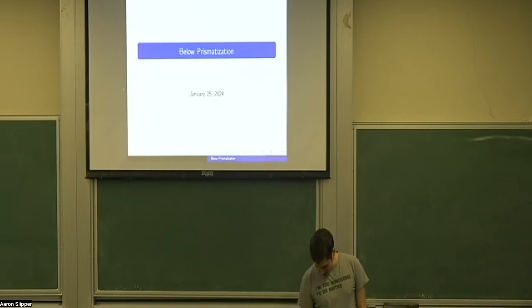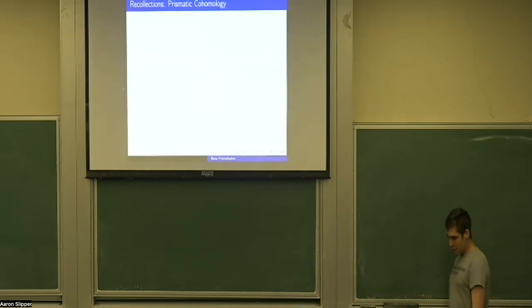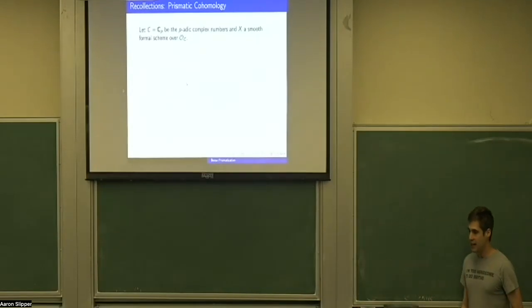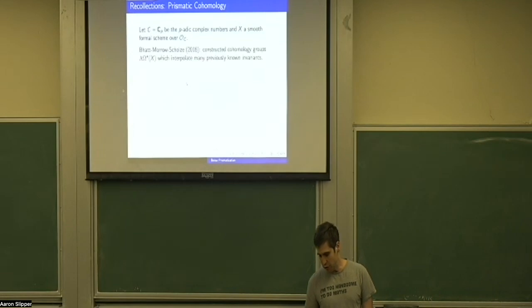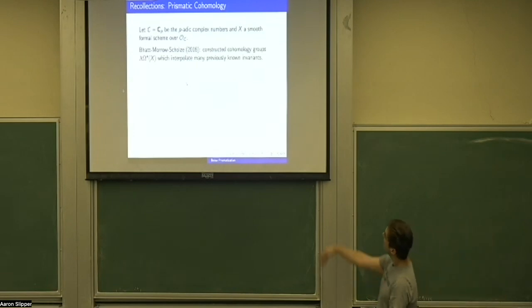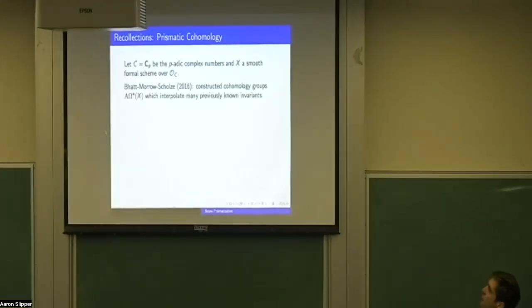So let's get started. This is a talk about prismatic cohomology. Let me begin with a little bit of background. The story really begins about 10 years ago. Let C be the p-adic complex numbers, and let X be a smooth formal scheme over its ring of integers. About 10 years ago, Bhatt-Lurie and Scholze introduced a new cohomology theory for geometric objects of this kind, constructing an invariant that they called A omega of X. It's a cohomology theory that interpolates between or generalizes a lot of previously known invariants and encodes information about how they are related to each other.